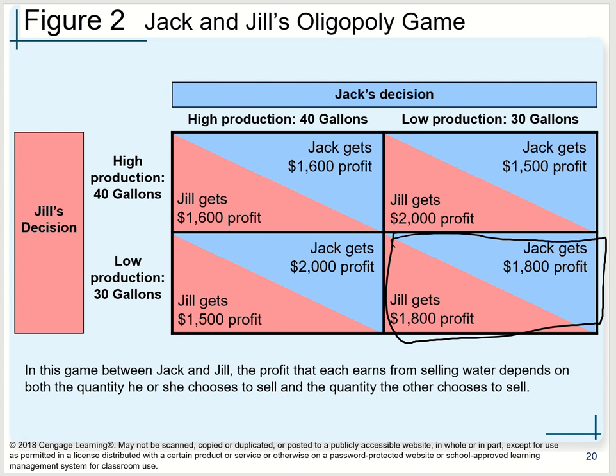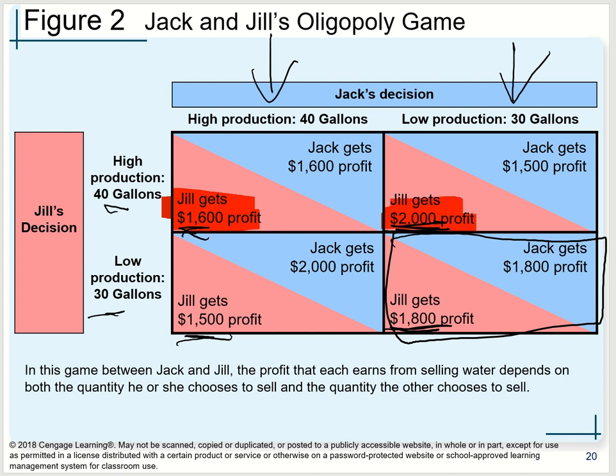If Jack produces 40 gallons, what should Jill do? If Jill produces 40, she'll get 1,600. If Jill produces 30, she'll get 1,500. So 1,600 is better, right? Now, if Jack decides to produce 30 gallons, what should Jill do? If Jill produces 40, she'll get 2,000, but if Jill produces 30, she'll get 1,800. Again, 40 is better because 2,000 is more. So for Jill, it doesn't matter what Jack does, 40 gallons is a dominant strategy.